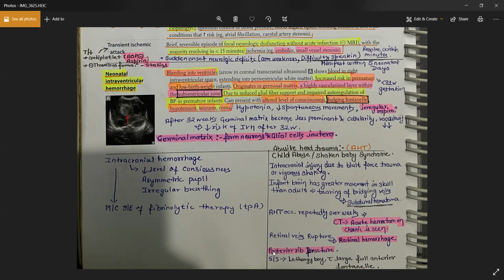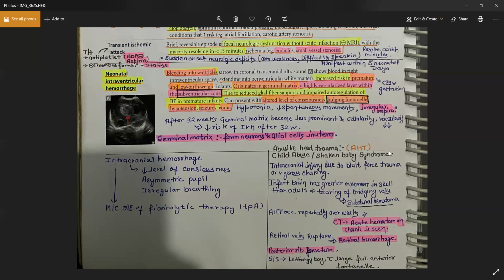A boy who is very lethargic has a bulging anterior fontanelle and an increased head circumference, with this hemorrhage. The retinal hemorrhage is very important, which is not seen in intraventricular hemorrhage. The retinal hemorrhages will be there. The patient will get fractures of the rib, and that's how you know that this is a case of shaken baby syndrome.